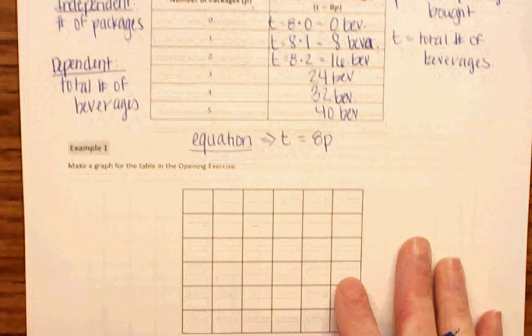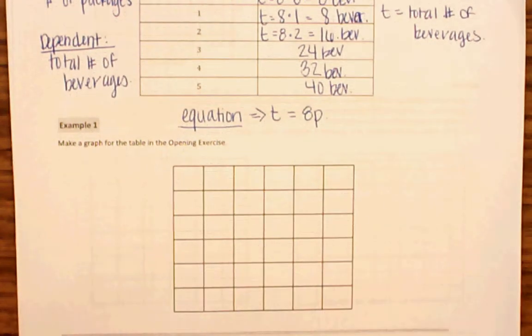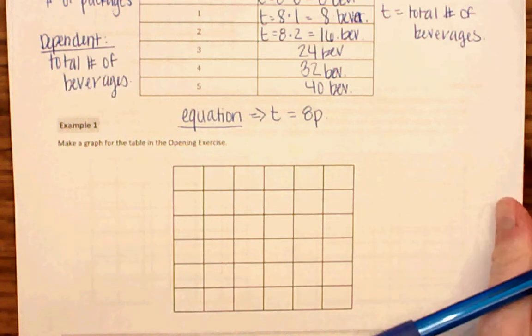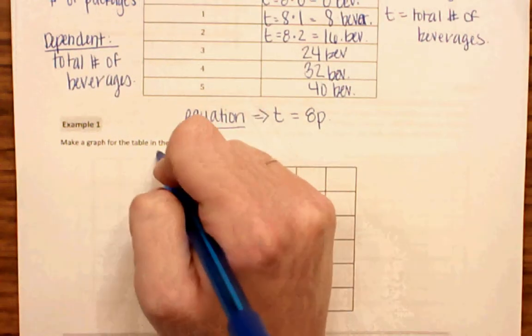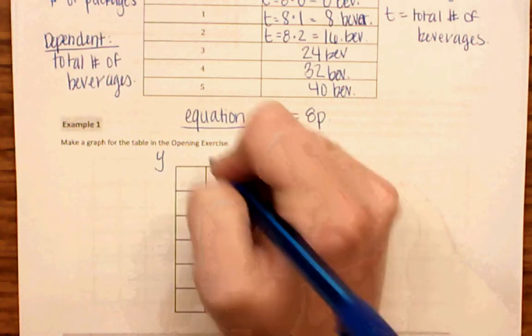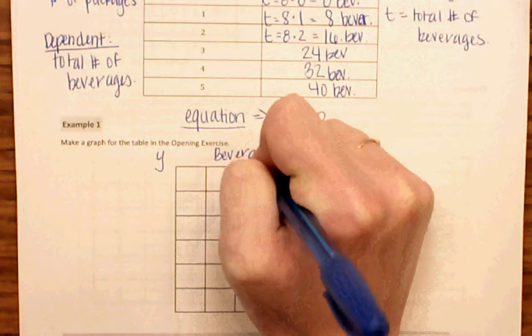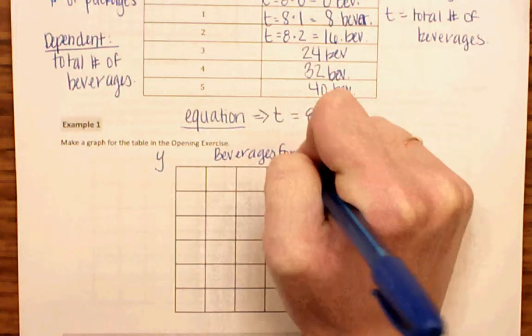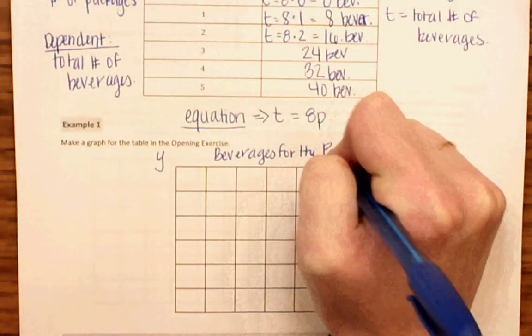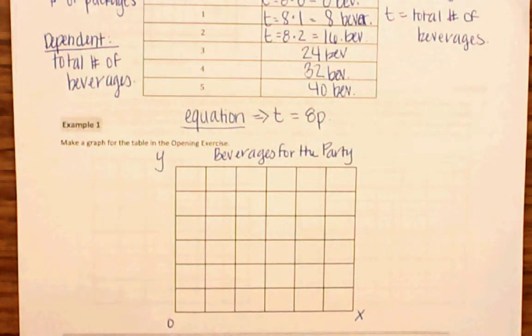Now example 1 wants us to make a graph for this. It's important to pay attention to a few things. We always need to label our graph, X and Y. It needs to have a title. This one's going to be beverages for the party. And it's always going to have its origin of 0.